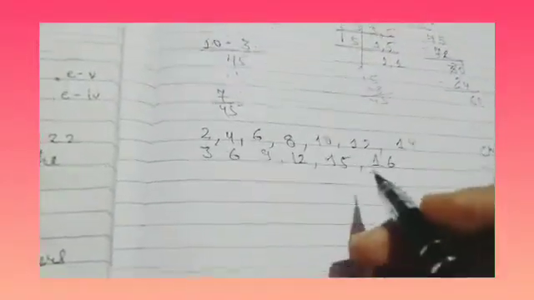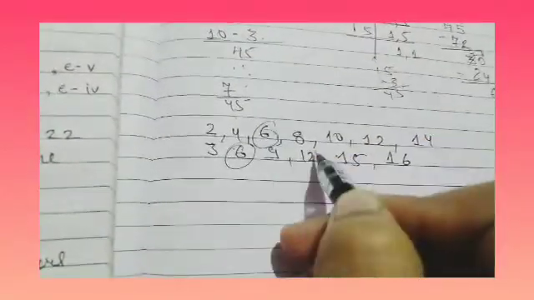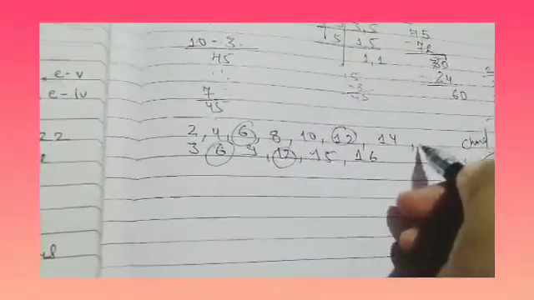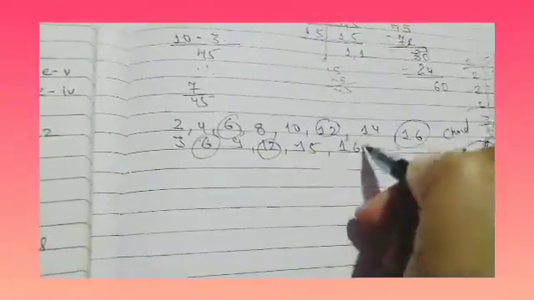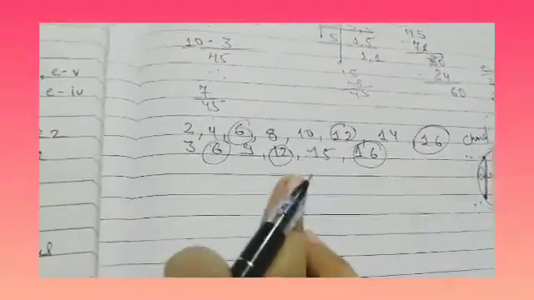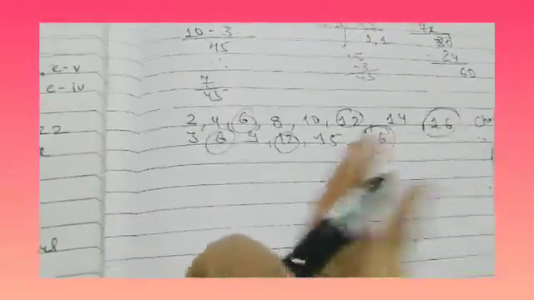And we want how many multiples? First 3 common multiples. So how many common multiples do we have? 6, 12, 18. So we have 3 common multiples. So the answer is 6, 12 and 18.